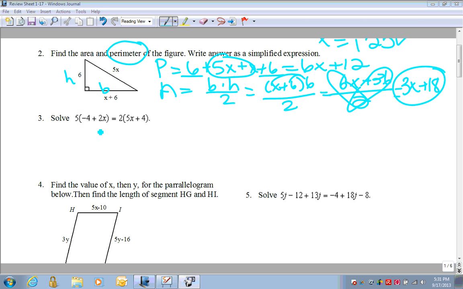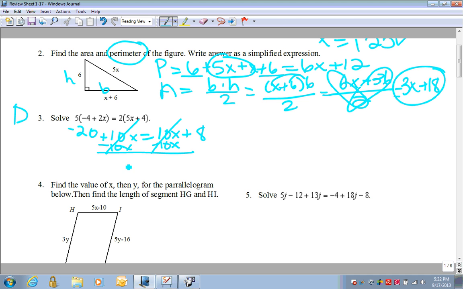Number 3, I need to solve this, so the first thing I'm going to do is distribute. That gives me negative 20 plus 10x is equal to 10x plus 8. Next, I need to move the letters to the left, so I'm going to subtract 10x. Whoops, I noticed that my 10x's cancel. And I have left negative 20 equals 8. That is not true, therefore this has no solution, and I can just draw the symbol for no solution.